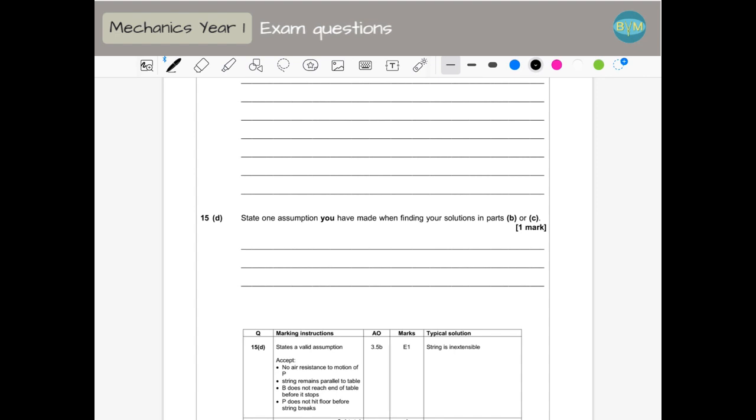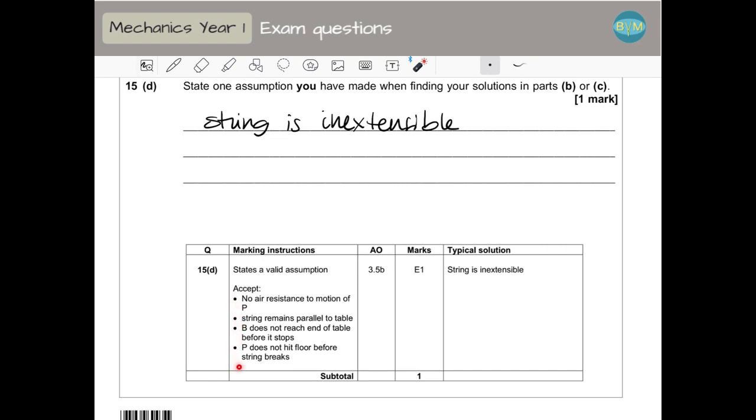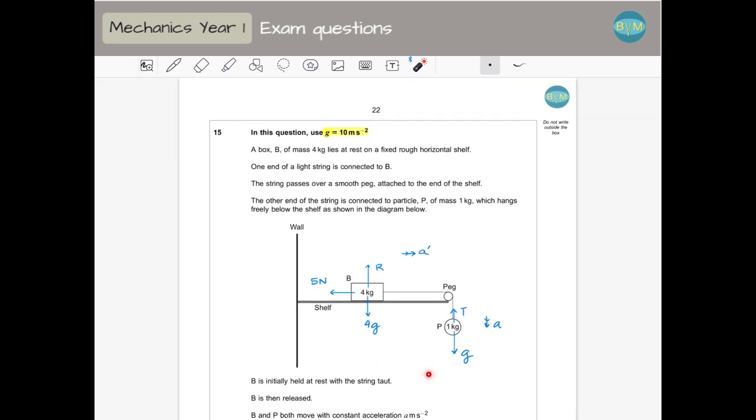So you can say that the string is inextensible, but I have here what the mark scheme says for you to see. Some of the things that you could say and they are accepted and they are going to give you the mark are these ones. So no air resistance, for example, string remains parallel to the table, B doesn't reach the end of the table before stopping. That's something that they tell you in some of the questions. P does not hit the floor before the string breaks. So this one doesn't hit the ground wherever the ground is. And that's all with this exam question.